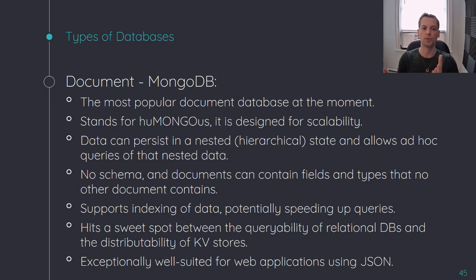So MongoDB, the most popular document database at the moment. It stands for humongous. It is designed for scalability. Data can persist in a nested hierarchical state and allows ad hoc queries of that nested data. There is no schema, and documents can contain fields and types that no other document contains. It supports indexing of data, potentially speeding up queries, and thus hits a sweet spot between the queryability of relational databases and the distributability of key value stores.